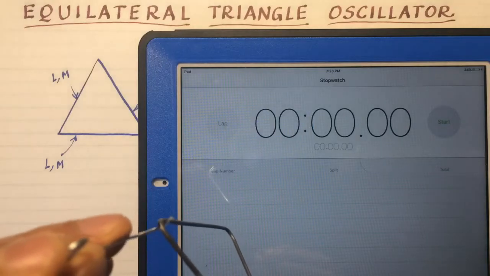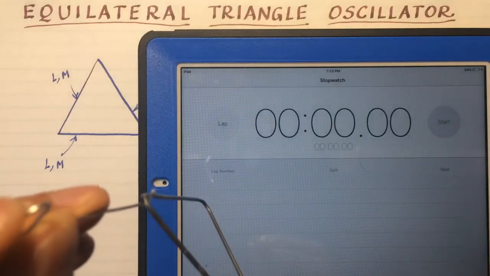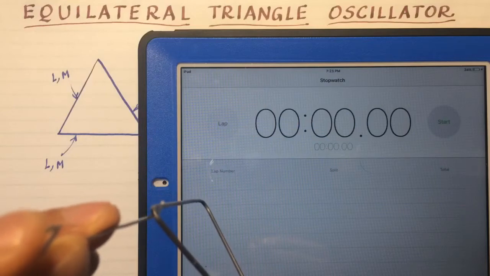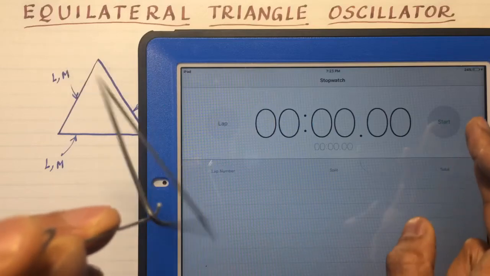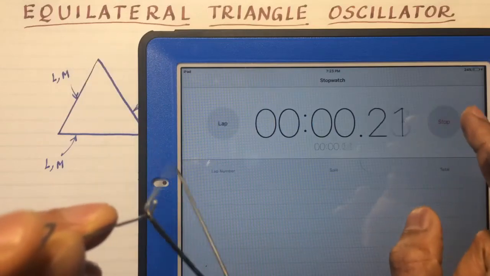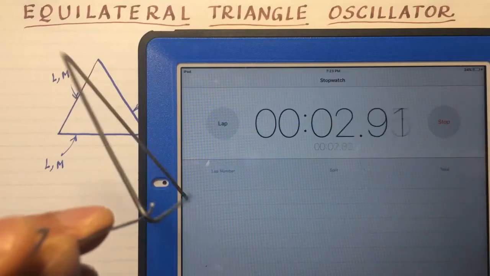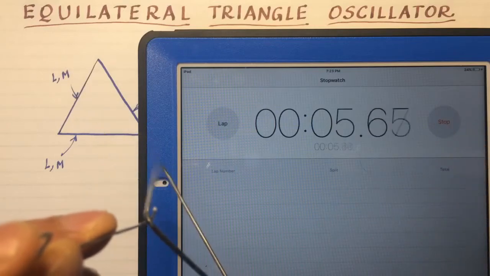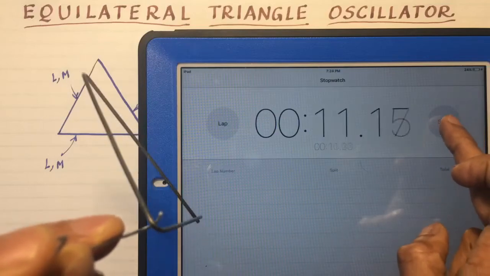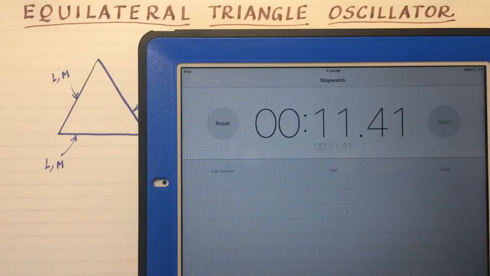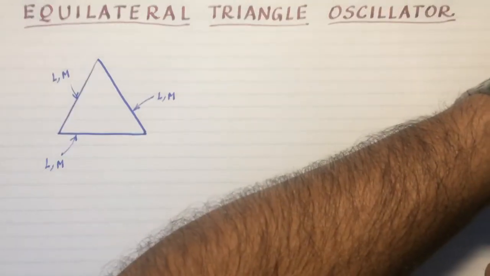So let me get a few oscillations going, and then I'm going to time 20 oscillations and then get the period by dividing the time I get on my stopwatch by 20. So let's start this experiment. 3, 2, 1. That's 11 seconds, 11.41 seconds. So I'm going to make a note of that for future reference. That's 11.41 seconds for a total of 20 oscillations.